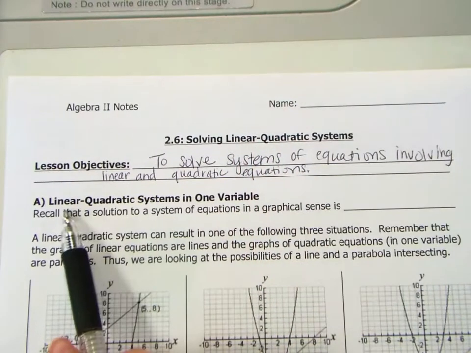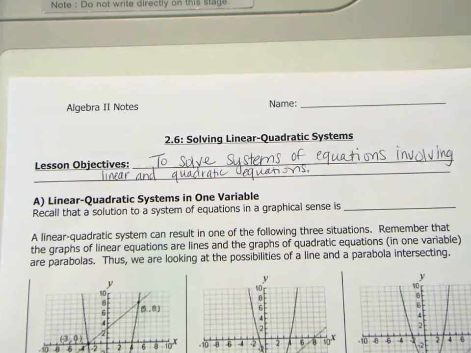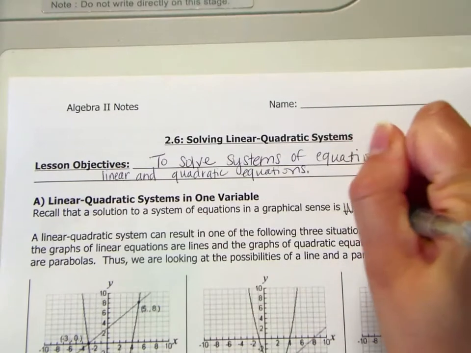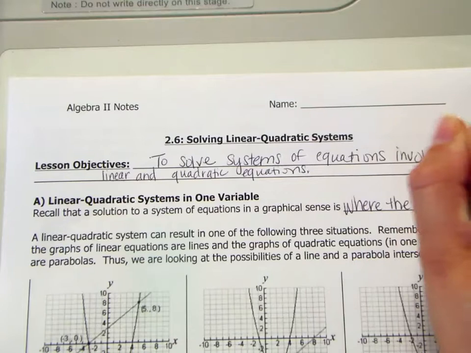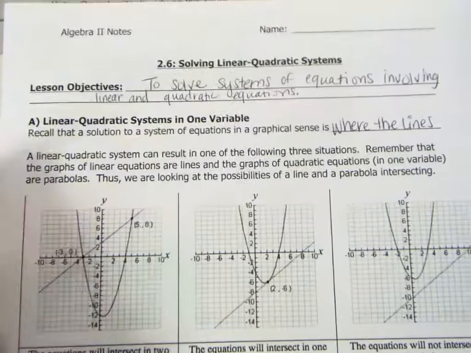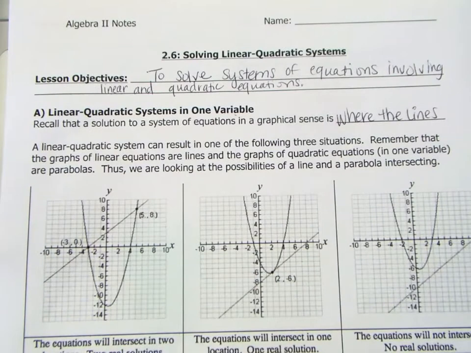So let's talk about linear and quadratic systems where the quadratic only has one variable. Remember that we want to make sure that we understand that a solution to a system of equations graphically means where the lines intersect. So keep that in mind. The solution to a system is where the lines intersect. So if we're talking about a quadratic in one variable, essentially that is a parabola. So a linear quadratic system can result in one of the following three situations.